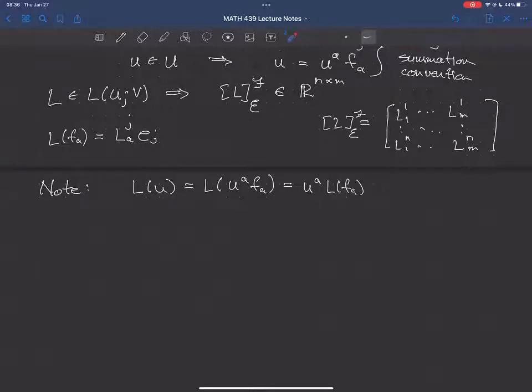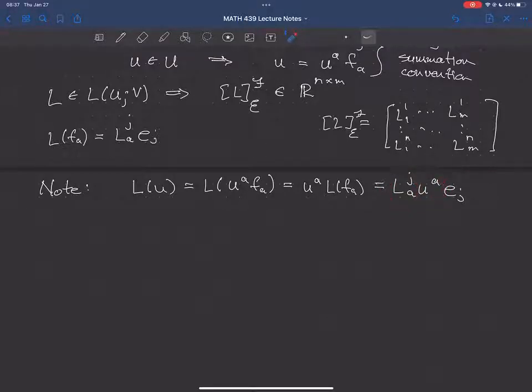But that's just given by the matrix like so. And so this is L_A^J E_J U^A. Okay, and so let me change the order of things here. Let me write that instead as U^A L_A^J E_J. Okay, so the point is that the components of the vector L of U, of course, are just the product of the matrix L with the components of U.